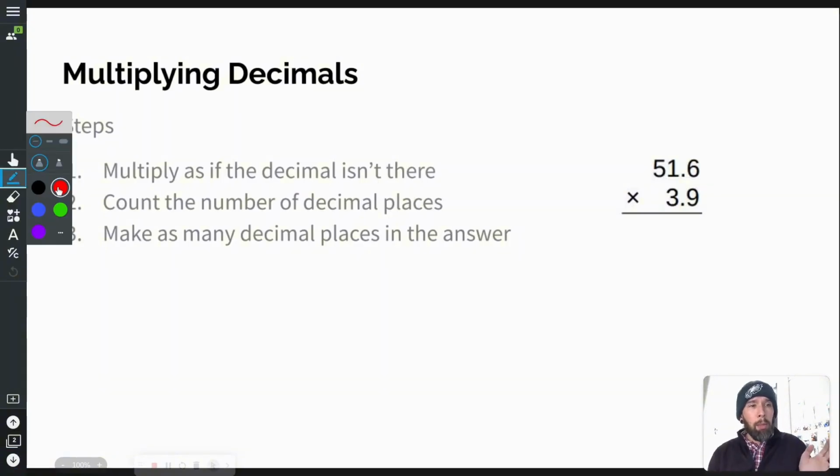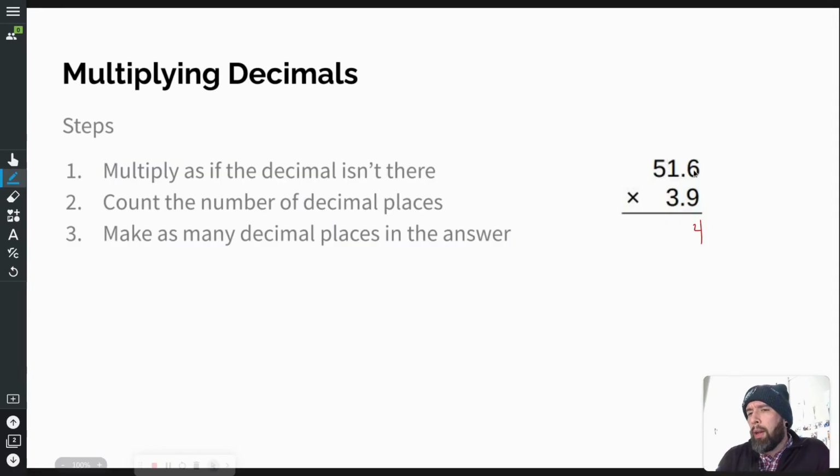Okay, I can do this. I can make believe. So I've got 9 times 6, which is 54, so I'll write out the 4, make a 5 there. 9 times 1, which is 9. 9 plus 5 is 14, so put another 4 there, carry the 1. 9 times 5 is 45, plus that 1 is 46.